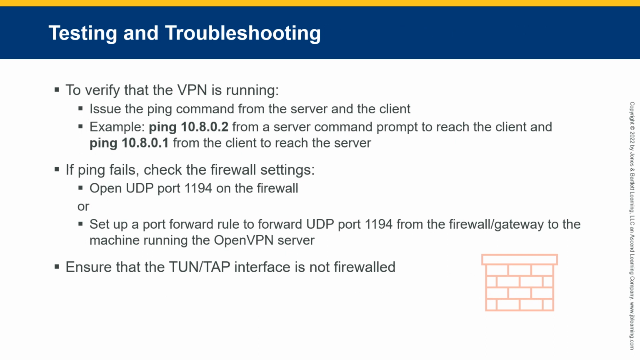So next thing you're going to do is test that the VPN is running. One of the examples is, from your lab, you're going to do a ping 10.8.0.2 from a command prompt and try to reach the client, and then you're going to ping 10.8.0.1 from the client to the server. So the server's going to ping the client, and the client's going to ping the server. These are all on your internal network. This is before your VPN is running. Once you do that, you know you have internal connectivity and your internal network is working. If the ping fails, you're going to make sure that port 1194 is open on the firewall.